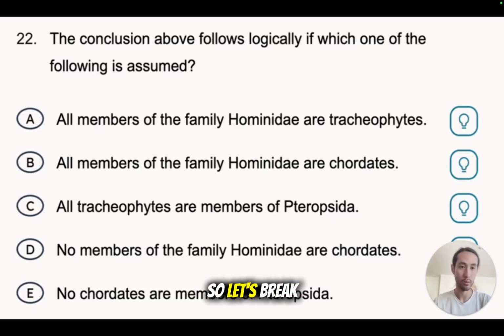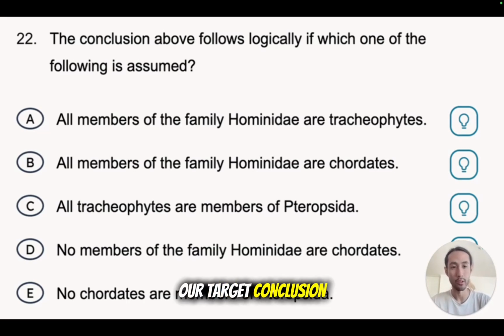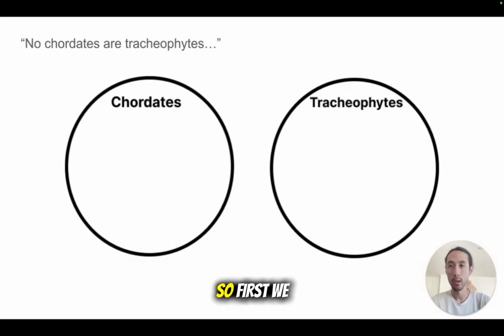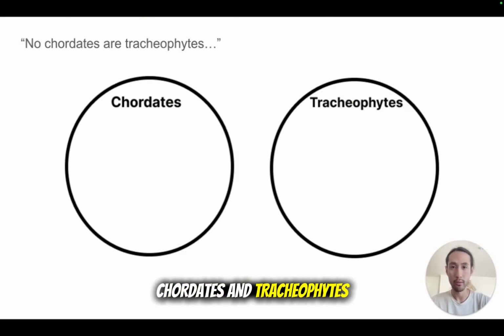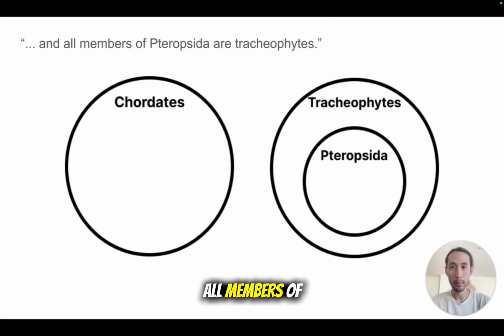Okay, so let's break this down premise by premise and show how we get to our target conclusion using Venn diagramming. So first we start with the first premise. No chordates are tracheophytes. So we have these two independent sets that are fully separate, chordates and tracheophytes. And then next, all members of Pteropsida are tracheophytes. So the set of Pteropsida is fully contained inside of the set of tracheophytes.